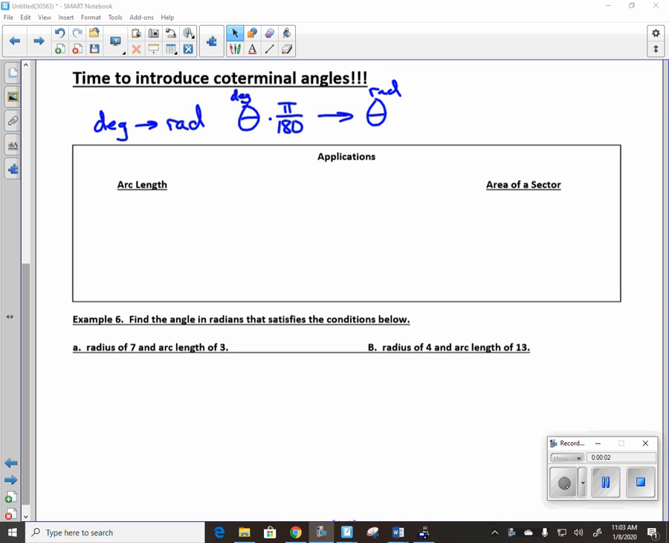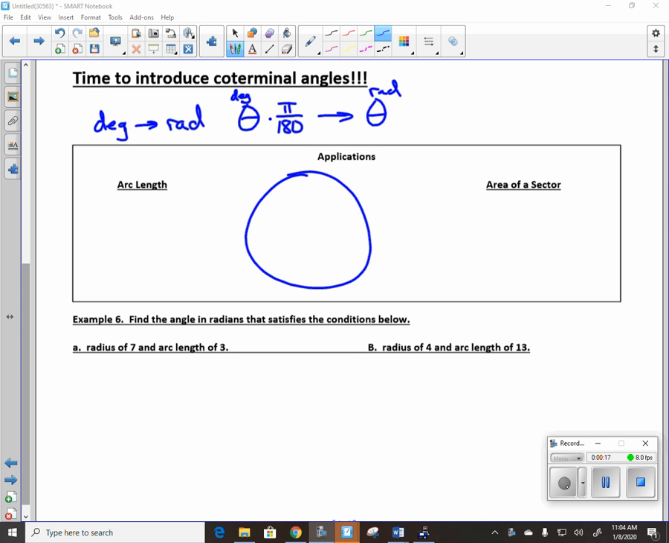Okay, before we introduce coterminal angles, we want to apply our learning. Radians have great application. We're going to throw this in there because it's a nice, short piece we can think about. And that has to do with arc length and area of a sector. You've learned this before. You may not remember it.